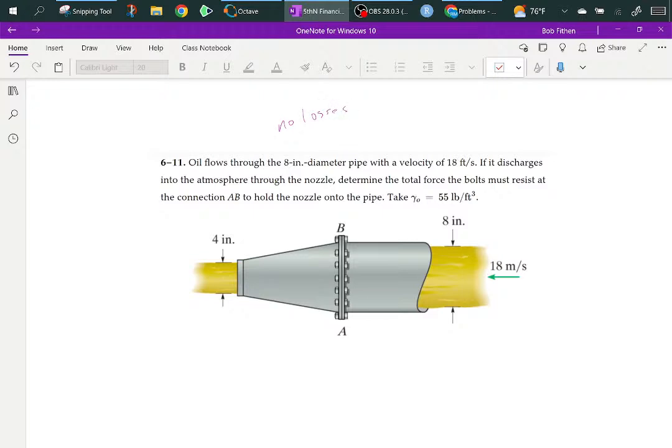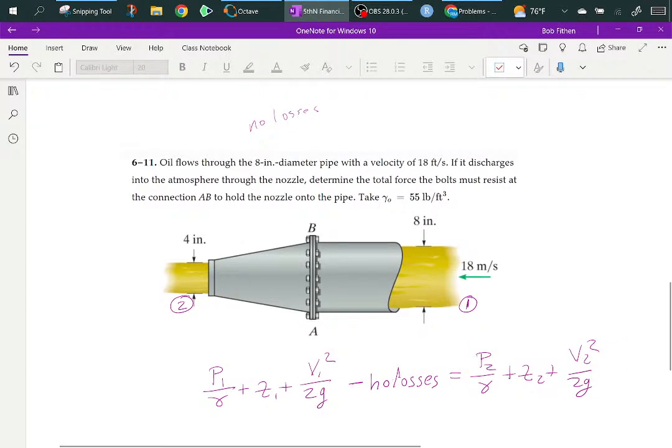Because here's what we'll do. If it's 18 meters per second there, I'm going to write Bernoulli's equation. I'm not going to say AB, I'm going to say location 1 and location 2. So P1 over gamma plus Z1 plus V1 squared over 2g, minus no losses, equals P2 over gamma plus Z2 plus V2 squared over 2g.